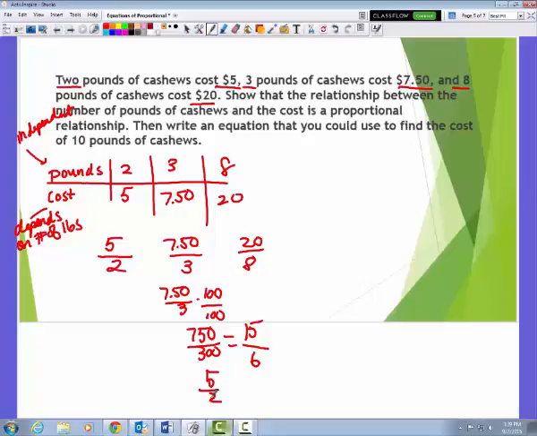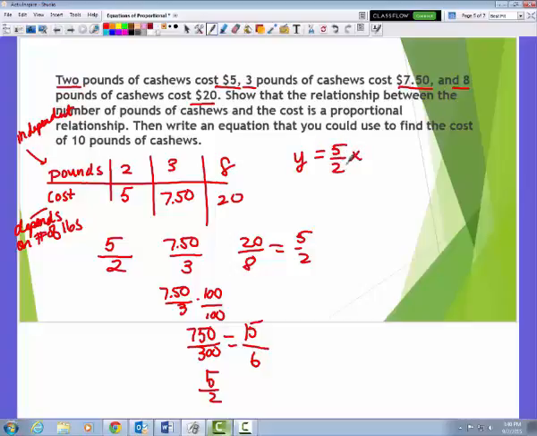And 20 over 8. I know that 4 goes into both of those. 5 over 2. So looky there. I got 5 over 2, 5 over 2, 5 over 2. It must be proportional because it does look like it's trending towards 0. So yes, it is proportional. My equation is y equals 5 halves x.